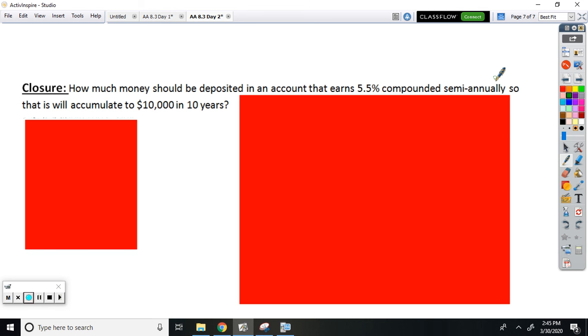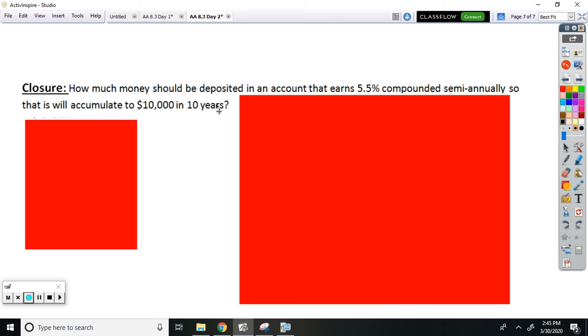So you guys can go ahead and try the closure. How much money should be deposited in an account that earns 5.5% compounded semi-annually so that it will accumulate to $10,000 in 10 years? Go ahead and pause the video now, and whenever you're done, press play and you can see the work.